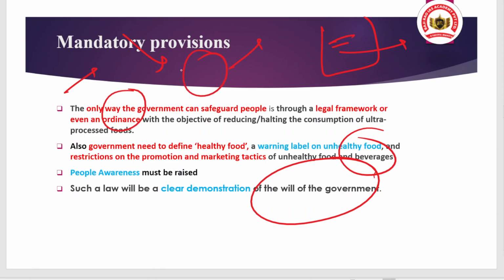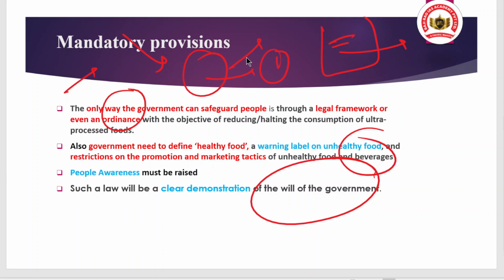So this showcases the false promise from the ultra processed food manufacturers. They are not going to take action. Okay, so here the government has to do something necessary. So that is the discussion of this article.